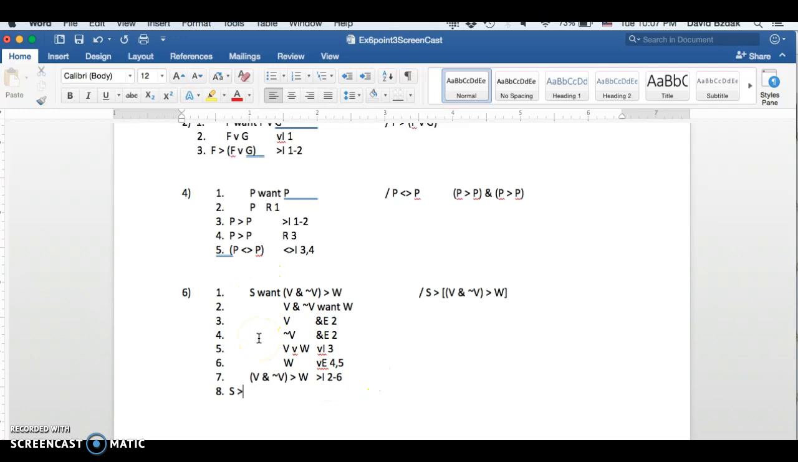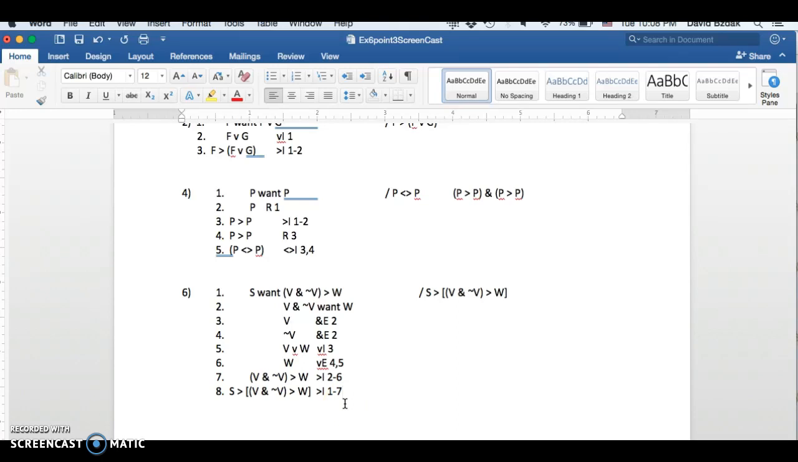If S, then V and not V, then W. And that's by conditional introduction. Our assumption was on line 1. Our consequent was on 7, so 1 through 7.